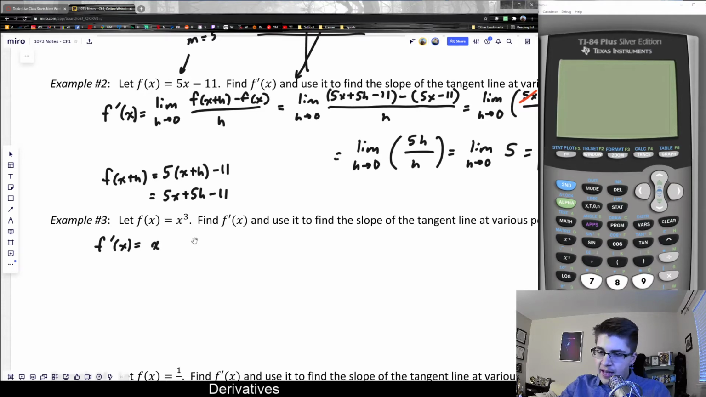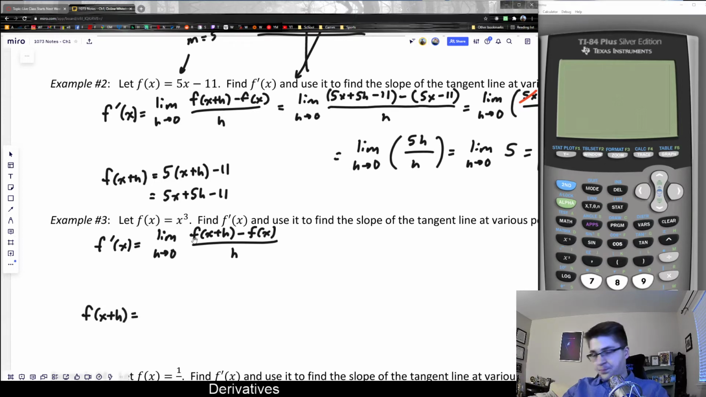But basically, f prime of x is always equal to, whoops, I don't know why I wrote x there. It's always the limit as h approaches 0 of f of x plus h minus f of x divided by h. And I always recommend starting off by figuring out what is f of x plus h on the side. Here it would be x plus h quantity cubed.